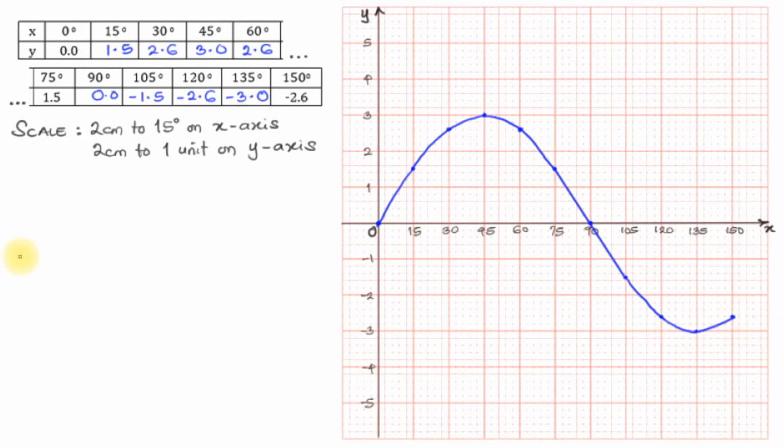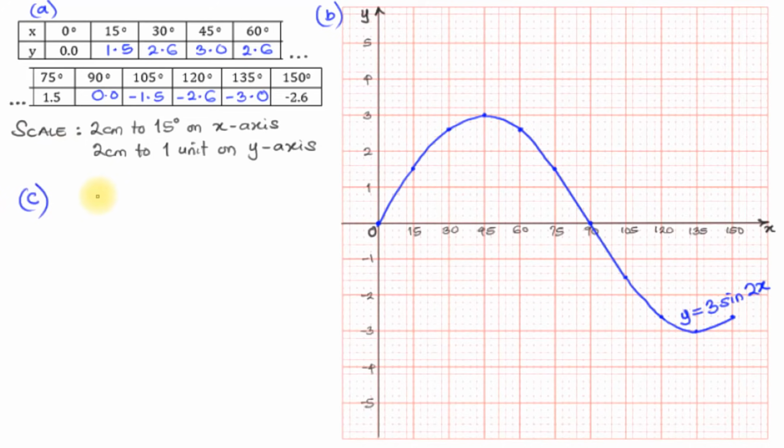Alright, so that's my sinusoidal curve, and of course we are stopping at 150 degrees like this. So this is the curve for y is equal to 3 sine 2x. As a rule of thumb, always make sure that you label your graph, okay? This is the answer to question A, this is the answer to question B, and then we need to look at the solution to question C.